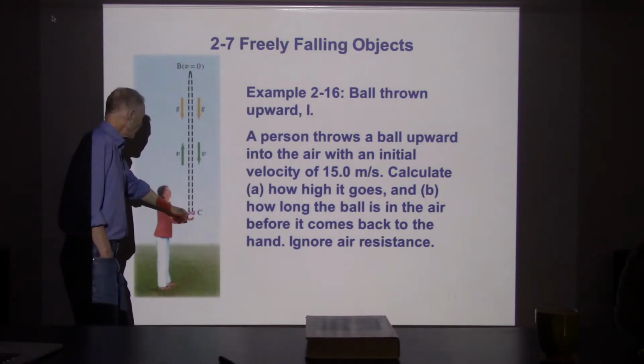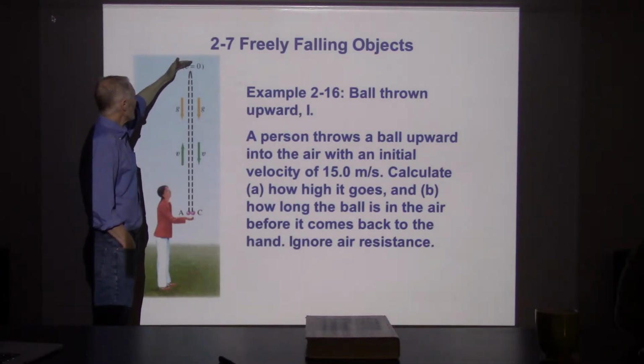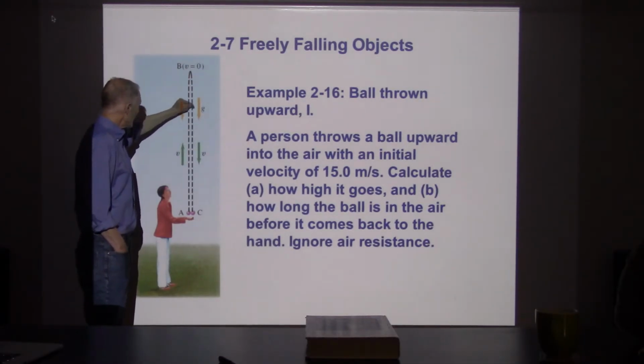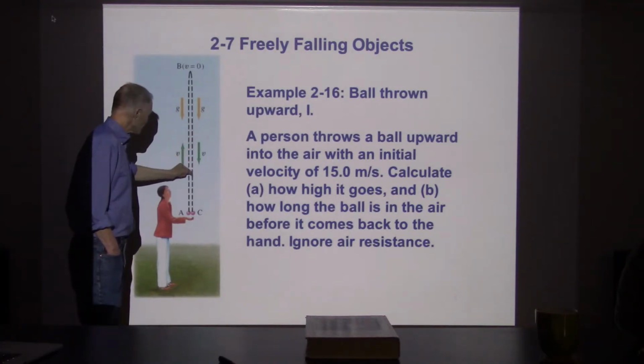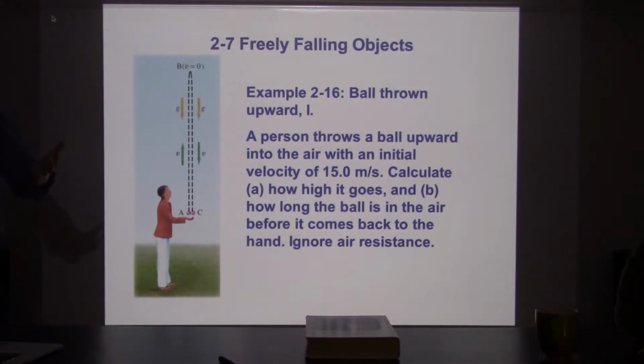So we're going to throw this object from point A. It rises all the way to point B, right where the velocity is 0, and then it comes back down. And when it comes back down, the person's going to catch it, I guess, at the very same height. So what we've got is a complete trajectory up and a complete trajectory down.